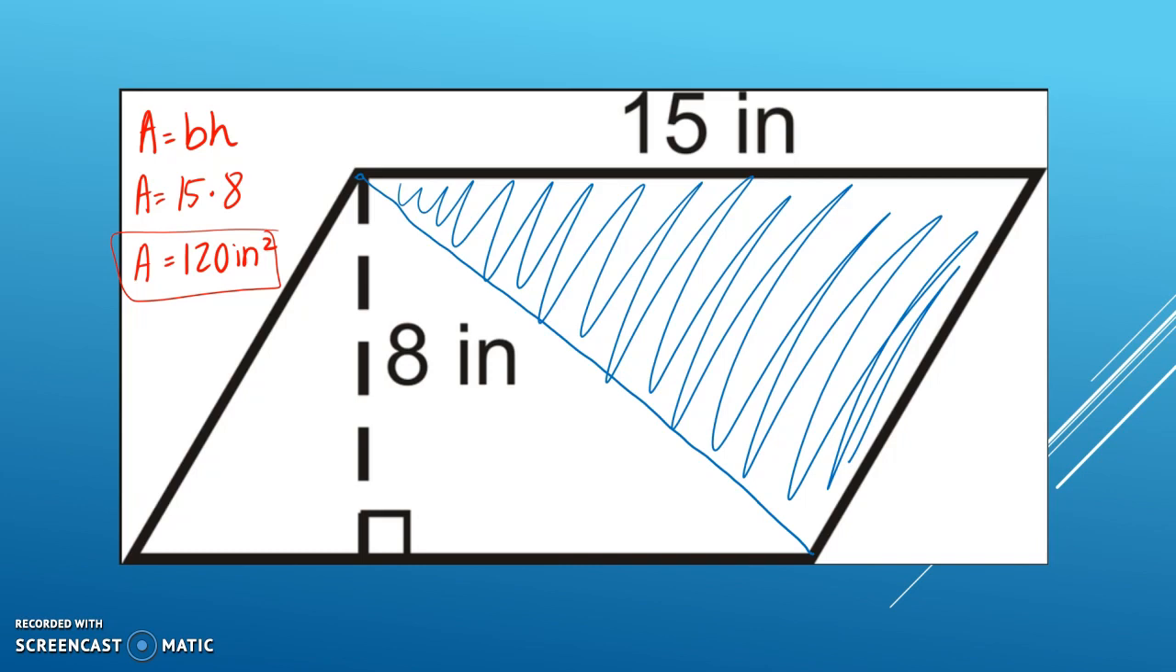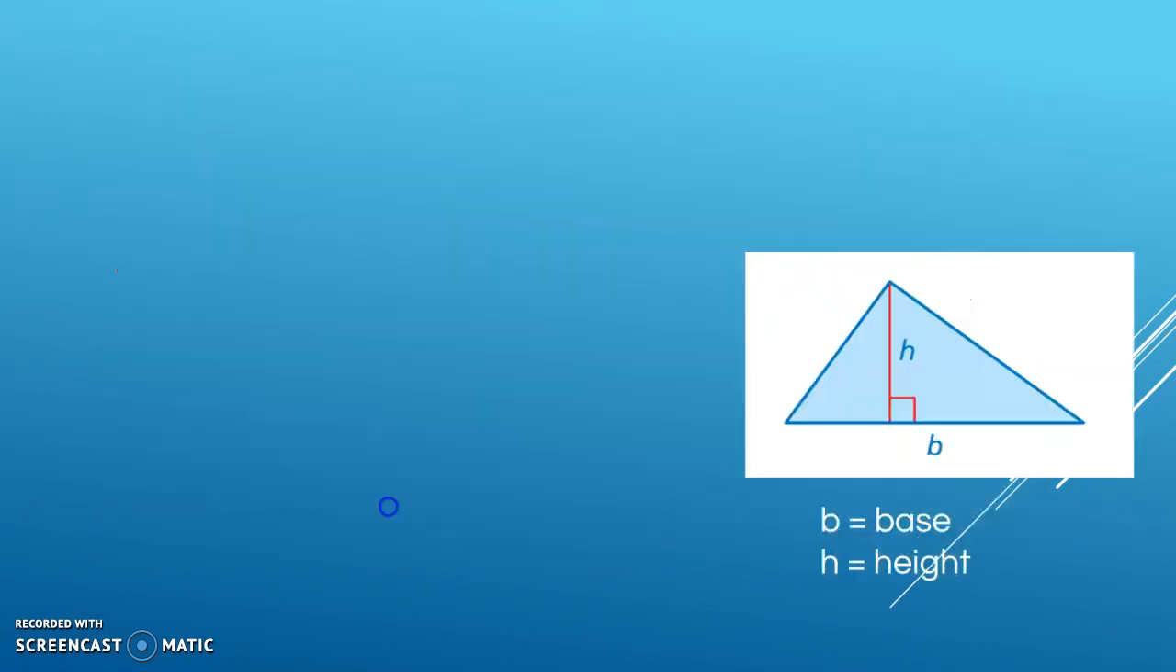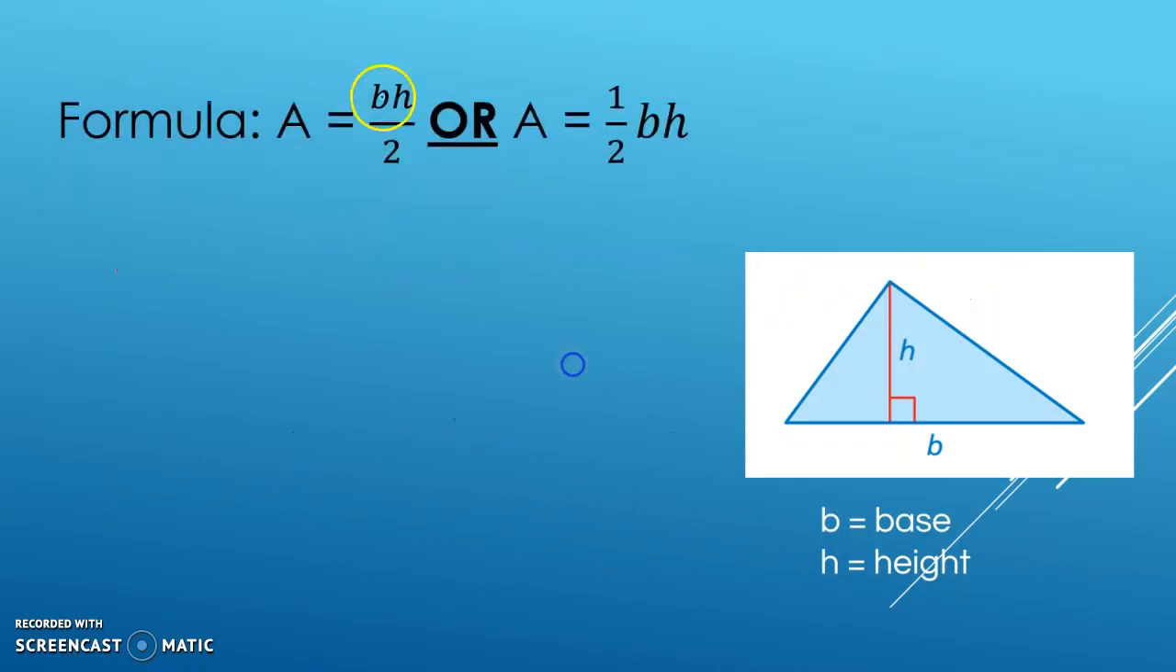We can actually do that same thing to figure out what the area of a triangle would be. If the whole area here was 120 inches squared for this entire parallelogram, if we were to split that in half, that would tell us that each triangle was 60 inches squared. So in order to find the area of a triangle, you take area equals base times height divided by 2.